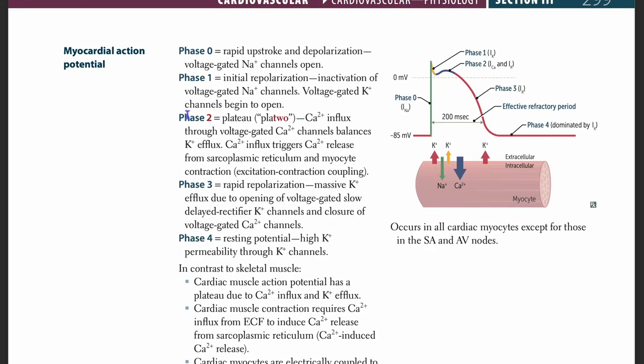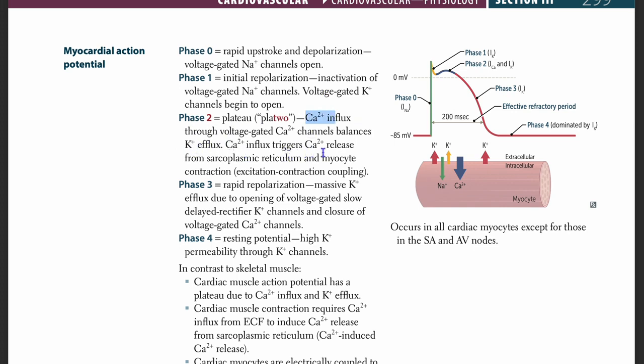After phase 1 comes phase 2. The potassium channel is still open here in phase 2, and this is called the plateau phase. While the potassium is leaking, you're losing positive ions, but then you have calcium coming in as well. That balances out the leakage of potassium with calcium ions, which is 2 plus. One potassium goes out while 2 calciums come in, so you have a balancing out and maybe even a little rise because of calcium. A calcium influx through voltage gated calcium channels balances out the potassium efflux.